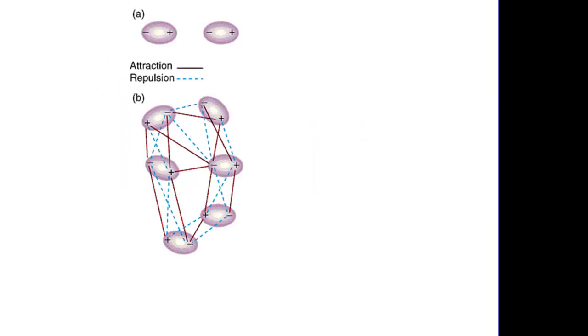So if you see a structure that's held together into its liquid or solid state, you have the positive side of an atom and the negative side of an atom being attracted to the opposite charge. So all of the red lines here are attractions, all of the blue dashed lines are repulsions. So you have attractions between opposite charges, repulsions between two of the same charge. But these attractions are what hold the structure of a substance into that liquid or solid state.